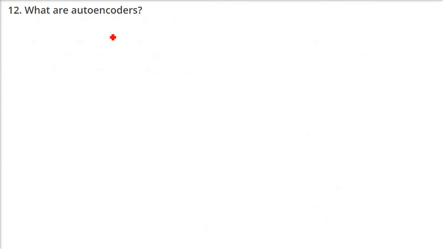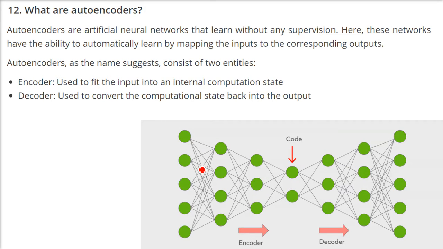What are autoencoders? Actually, it's not only an encoder, it is a combination of encoder and decoder. There are multiple purposes of autoencoders in artificial neural networks. These are basically ANNs which learn in an unsupervised manner. So autoencoders: artificial neural network, unsupervised learning. These networks have the ability to automatically learn by mapping the input to the corresponding output.